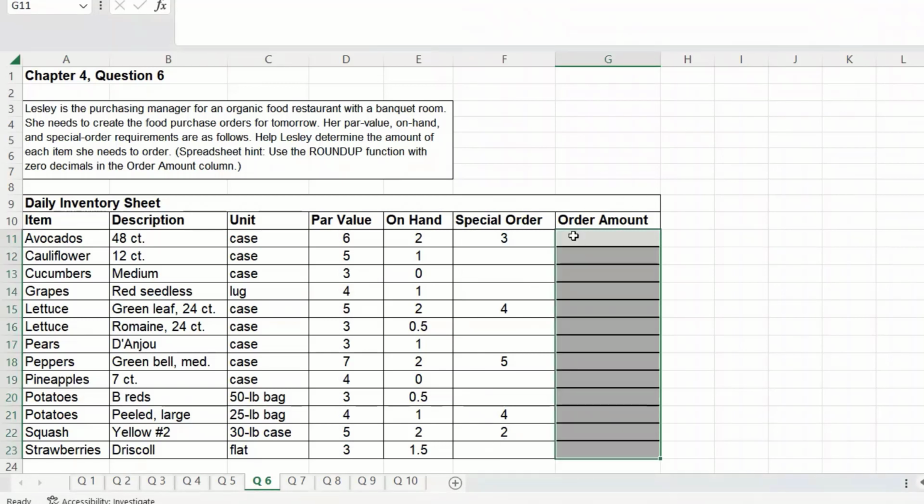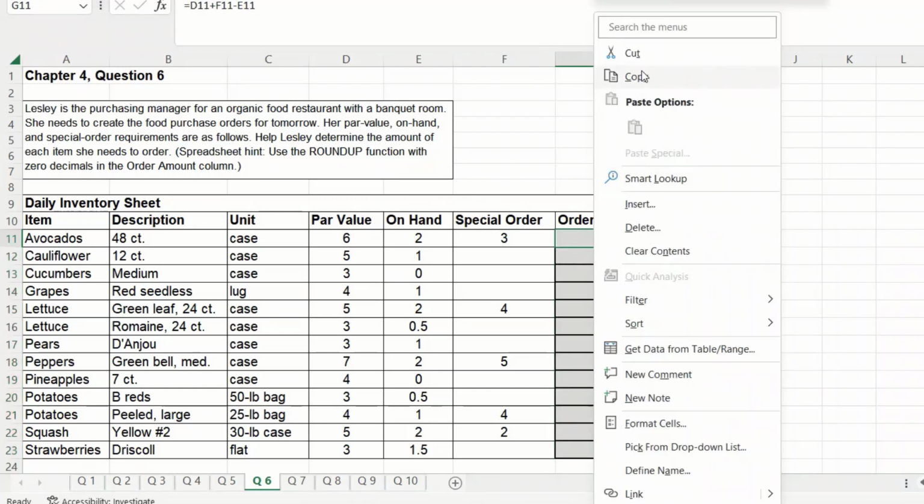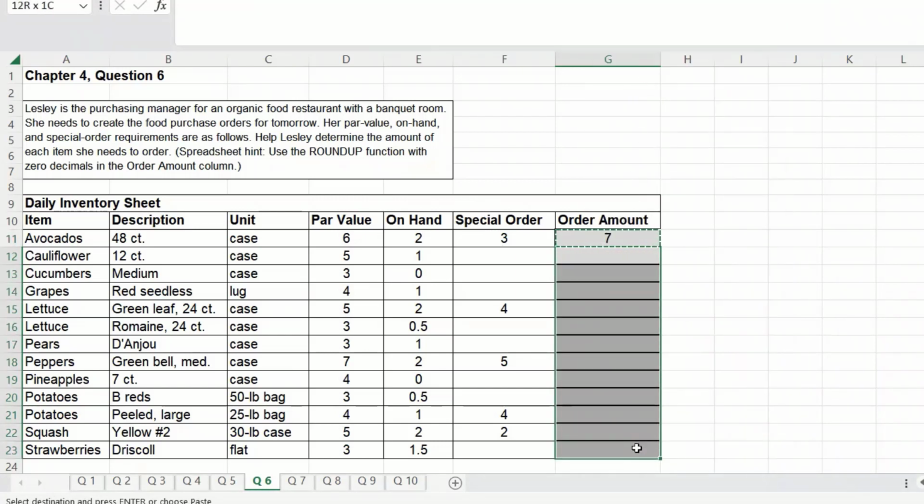So in order for her to place her order, she needs to order her par value plus her special order, but we're going to subtract out what we have on hand. So she should order 7 cases of avocados, because she has 2 on hand. She wants to get to 6, so that would be 4, and we're going to add 3 for that special order. So we'll copy that formula all the way down.